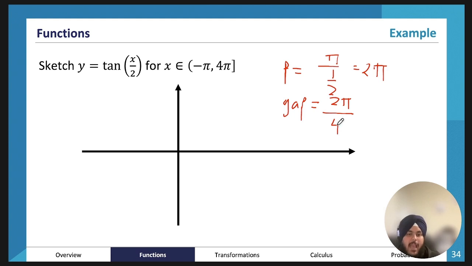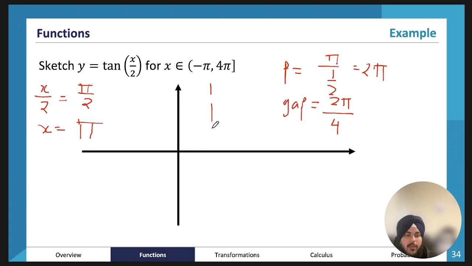And the next step is to determine the asymptotes. So for the asymptote, remember, we just let it equal the original asymptote, whatever is inside the bracket. So x over 2 is equal to pi on 2. That was the original asymptote if there were no transformations. So therefore, x is going to be 2 pi over 2, which is essentially just pi. So again, I hope that makes sense. So this is the first asymptote in this graph.